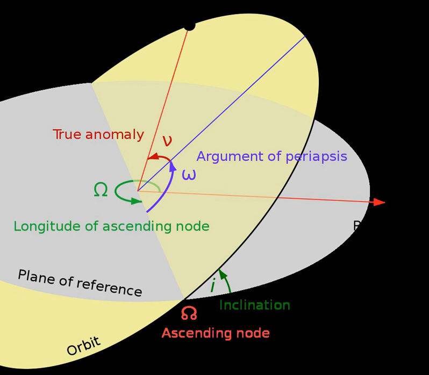Topic: Keplerian elements. The traditional orbital elements are the six Keplerian elements, after Johannes Kepler and his laws of planetary motion.